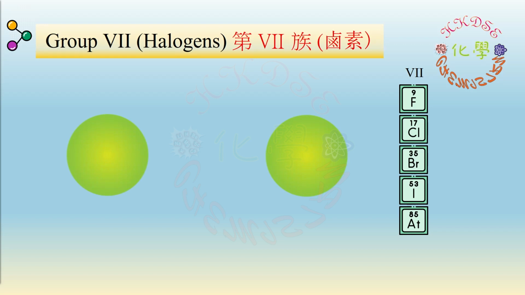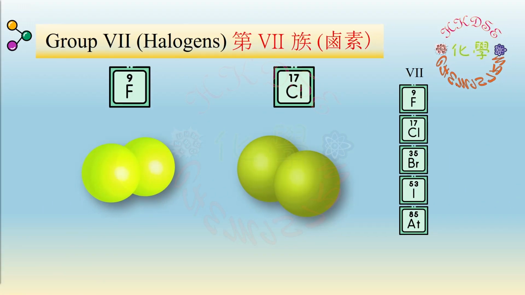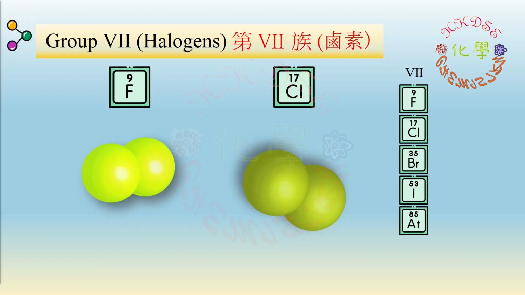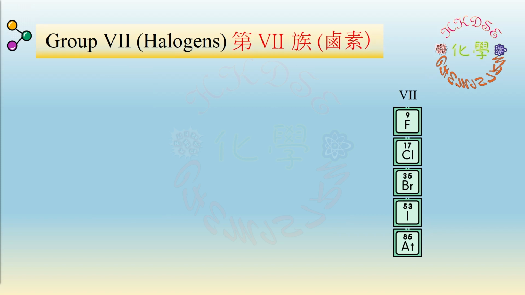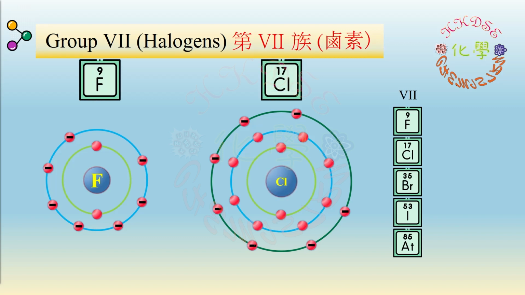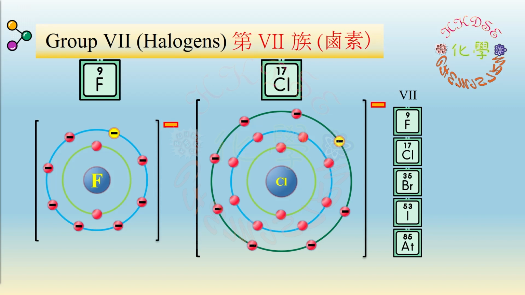All of the halogens can exist as pairs of atoms, that we call diatomic molecules, which means two atom molecules. For example, fluorine and chlorine. Also, they have 7 electrons at their outermost shell, therefore, they are reactive, as they only need to get one more electron to be stable.